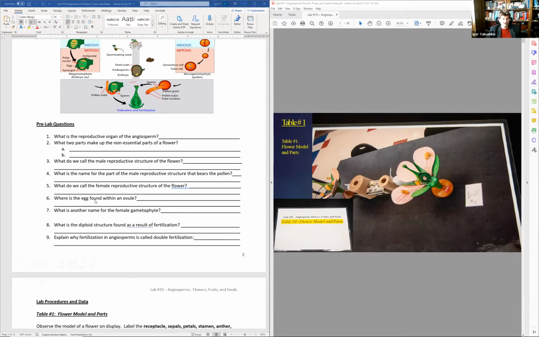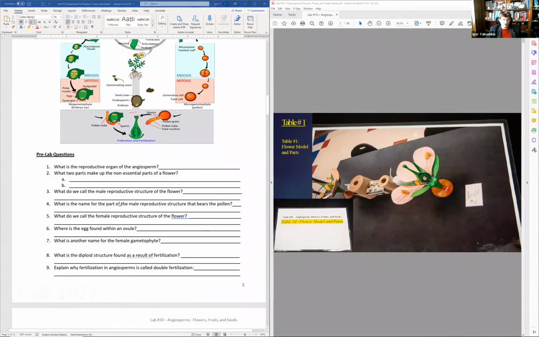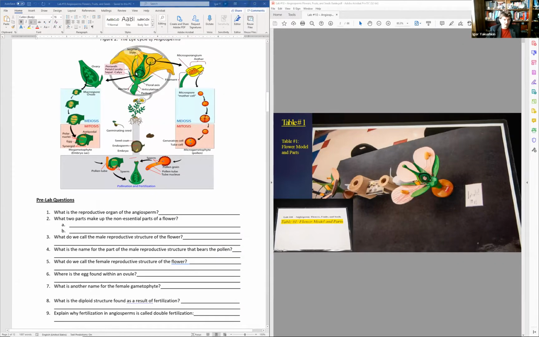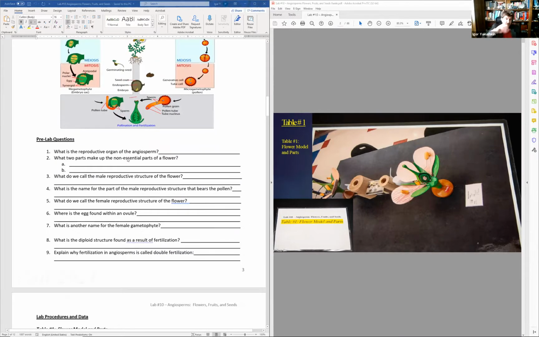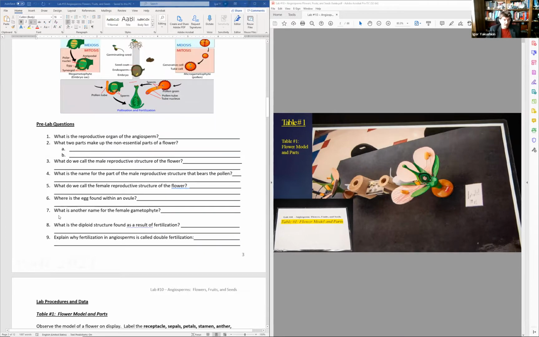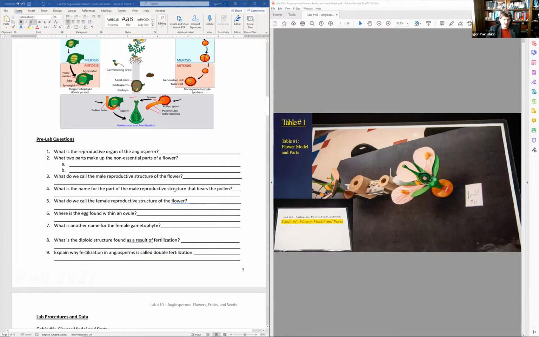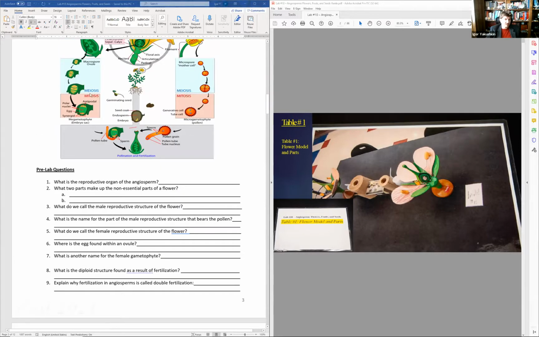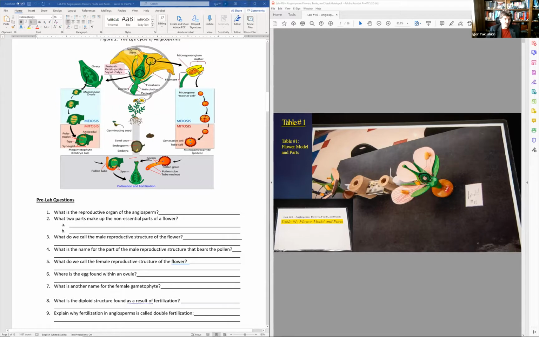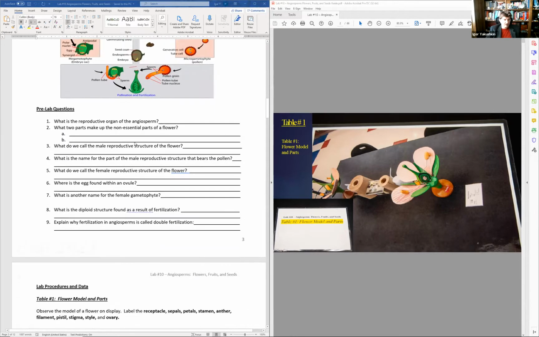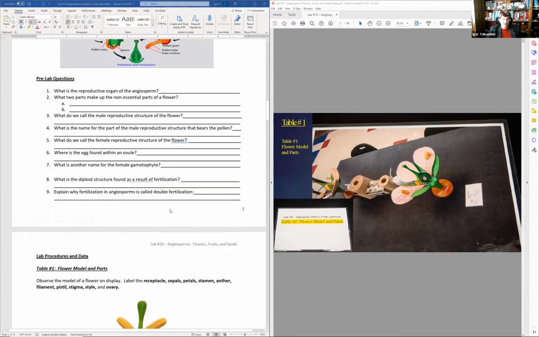Where is the egg found within an ovule? Within an ovule, it will be located. So we have the ovule, and the ovule is located in the ovary. And remember, overgrown ovary generally becomes fruit. What is another name for the female gametophyte? Megaspore, right? So I think we have it somewhere here. Meiosis, yes. Ovary, and within the ovary we have the megaspore. What is the diploid structure found as a result of fertilization? That would be a zygote.